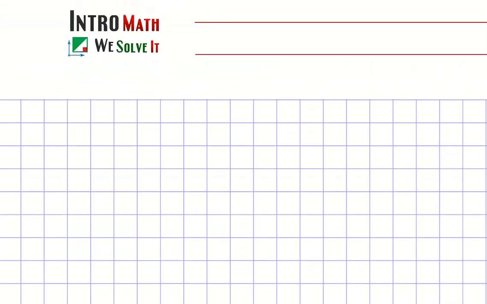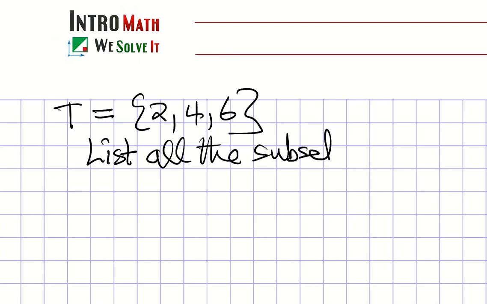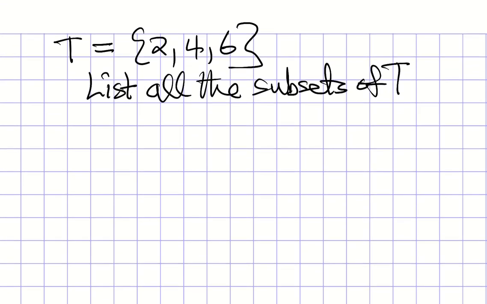Okay, so somebody can write a set and then ask you to write the subsets of that set, right? Suppose I write this set T equals 2, 4, and 6. It contains 3 elements, right? I say, list all the subsets of T. So how do you proceed? Check this out. There are 2 things I want you to understand. 2 observations.